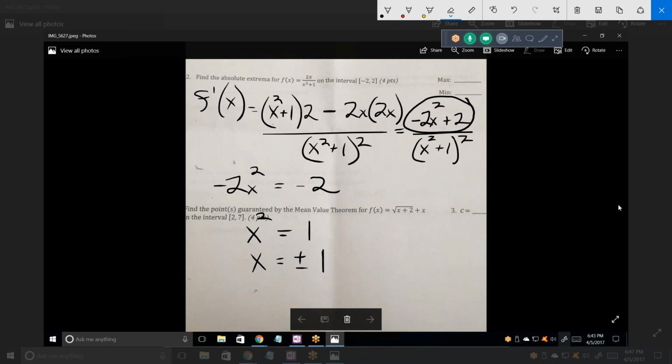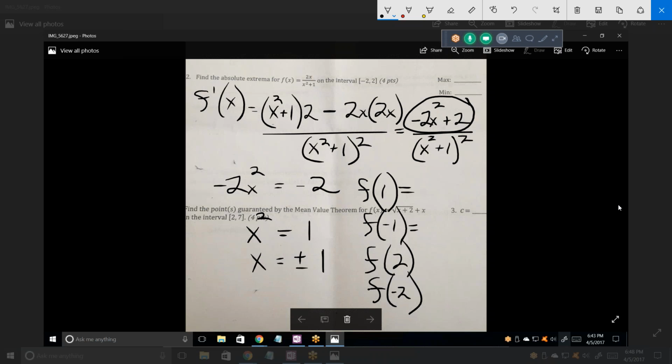Okay. So, what's the next step? So then we need 4 values. I need to figure out which of these values is the biggest, which one of them is the smallest. We need f of 1, we need f of minus 1, we need f of 2, and we need f of minus 2. Those are the endpoints.